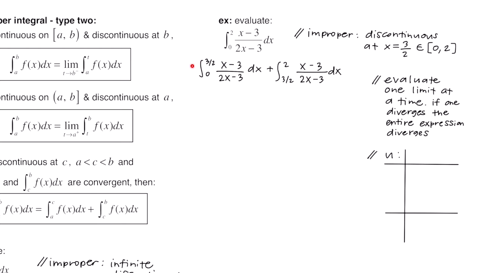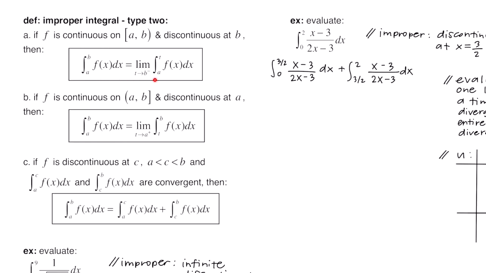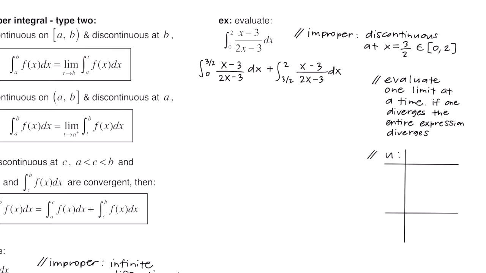So now these are improper integrals of type 2. If we look at this one right here, it follows this definition for part A. This function is discontinuous at b, so instead of b, we replace it with a t, and we say the limit as t approaches b from the left. And again, I wrote this over here, evaluate one limit at a time. If one diverges, the entire expression diverges. So let's just work on this one for now and see what happens. So now we need to evaluate this integral. Since the degree of the numerator is equal to the degree of the denominator, we're going to use long division.